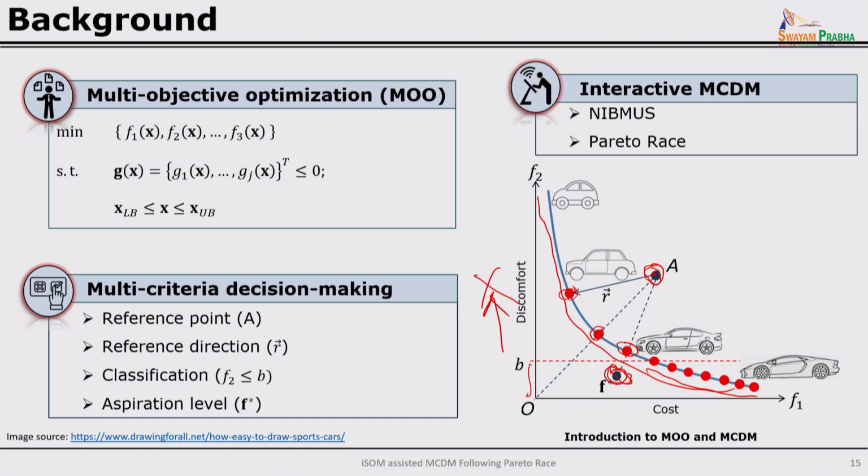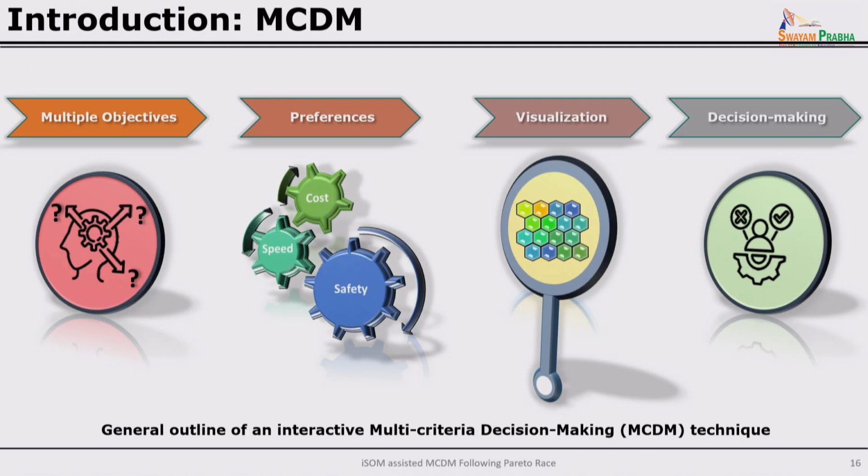There are a lot of interactive MCDM techniques that involve 3 things. The first one is the optimization. The second thing is the preference from the decision maker, and the third one is the visualization. Here visualization becomes very important because that gives the overall picture about the conflictiveness or the interaction between the variables. On the basis of that, a lot of interactive MCDM techniques have been developed. So in today's presentation, I will show how the Pareto race works. So this is the overall idea of the MCDM technique.